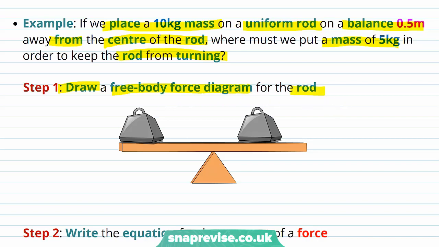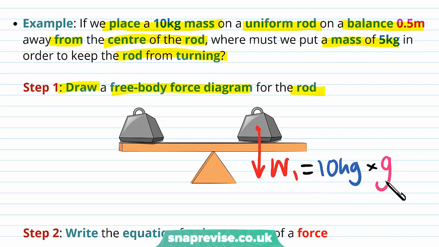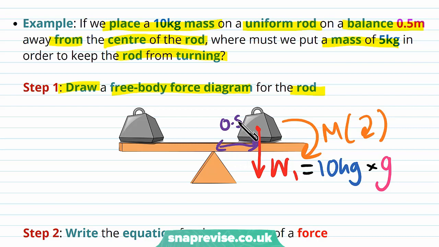So we know that we've got a 10 kilogram mass here. This mass will have a weight of 10 kilograms times the gravitational acceleration of the Earth. And we know that this mass will exert a clockwise moment. So we've got a clockwise moment from that mass. And this mass is a distance 0.5 meters away from the center of the rod. So here, that is 0.5 meters.